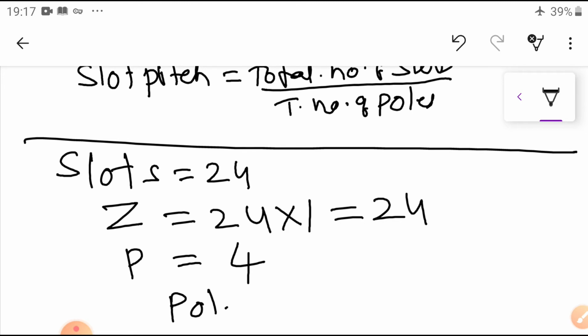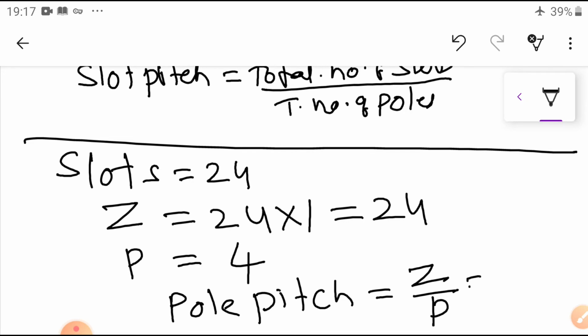The pole pitch is the distance between two consecutive poles, equal to Z by 4P, that is 24 by 4, which is 6. That means each pole influences 6 conductors. So with the 4 poles, north, south, north, south, the 24 conductors are distributed uniformly, with 6 conductors under each pole's influence.